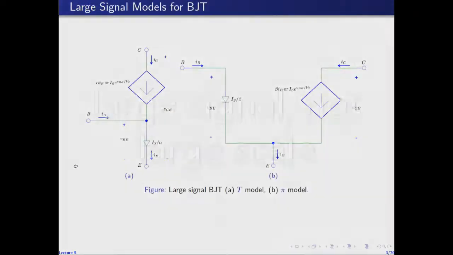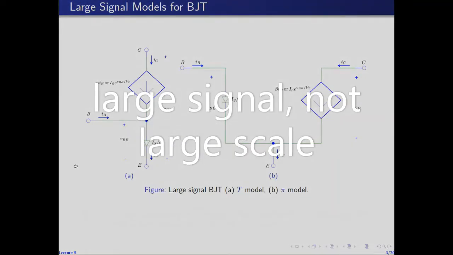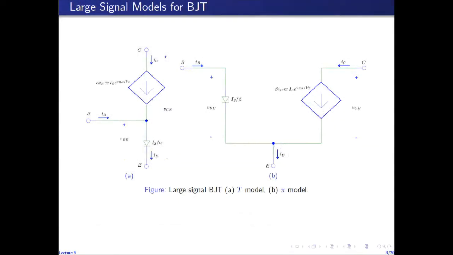So I begin by showing these large signal models for the BJT, which we have already seen in lecture 3. These are called large signal models because there is no constraint on the base-emitter voltage. There is no limit on the base-emitter voltage. And as can be seen, the forward biased emitter-base junction in these two models. So this is the T model, this is the pi model.